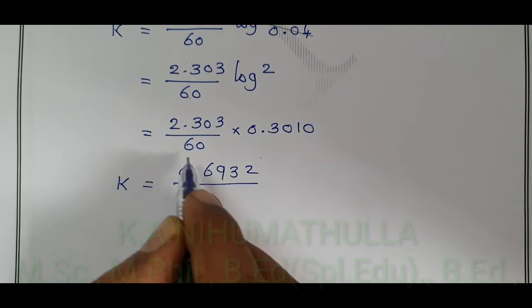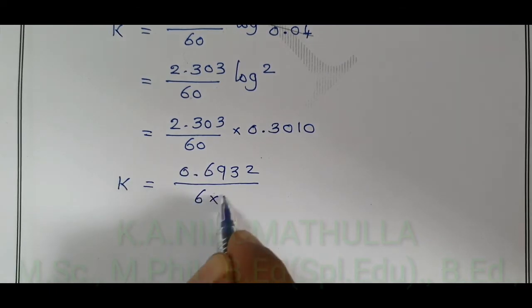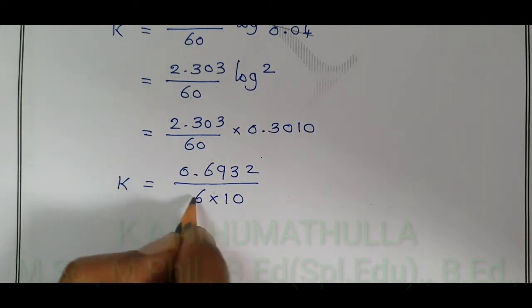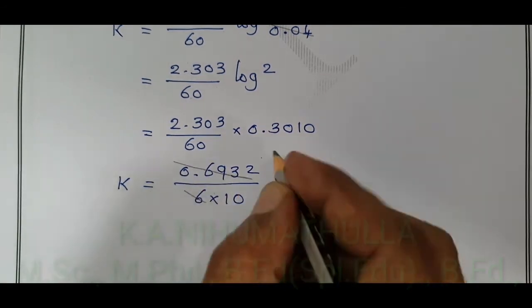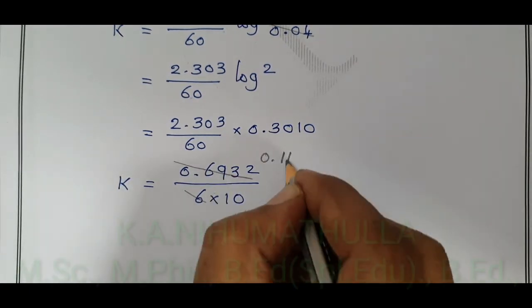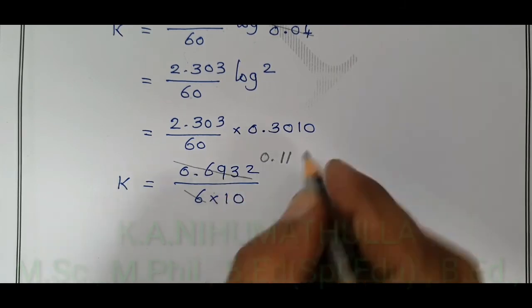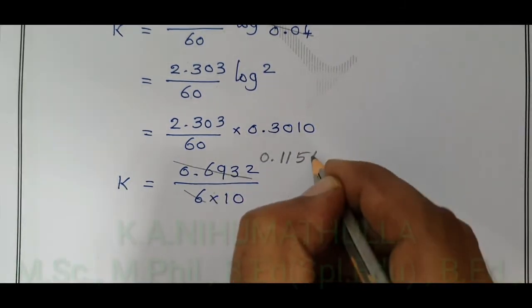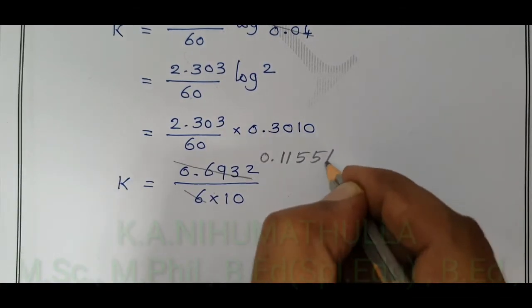0.6932 by 60 can also be written as 6 into 10. Now, we can cancel. 1 6 is 6. Now, how many 6? 0.16 is 6. In 9 there is 1 6. Remaining 3, 30. 5 6 are 30. Remaining 3, 32. 5 6 are 32. Remaining 2, 24.